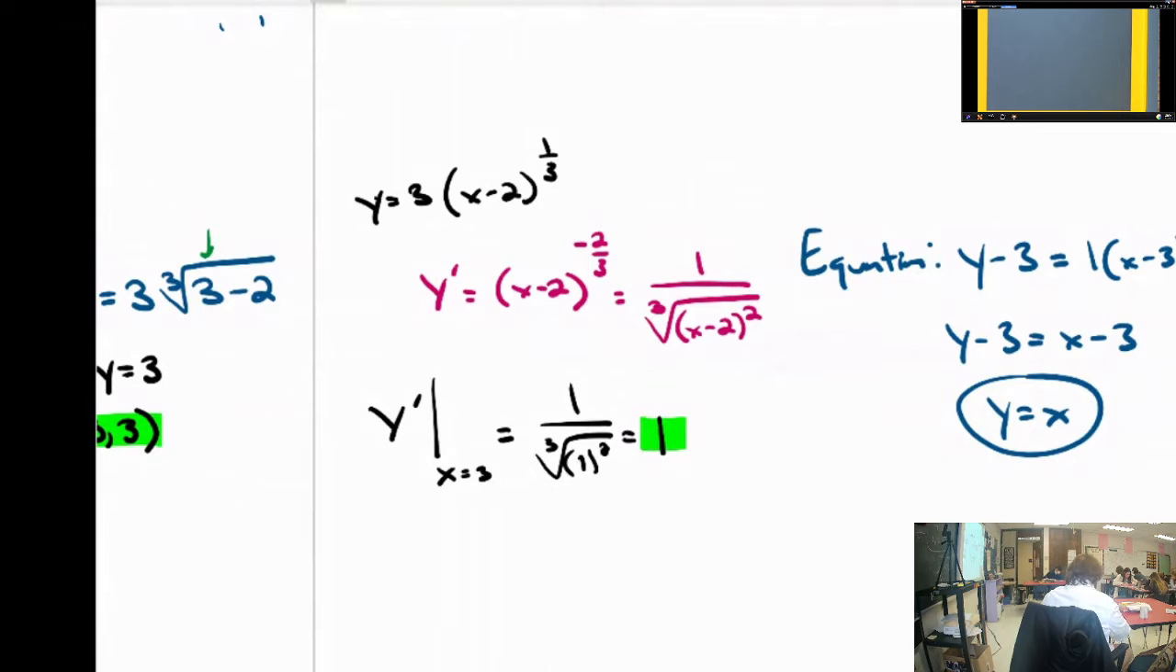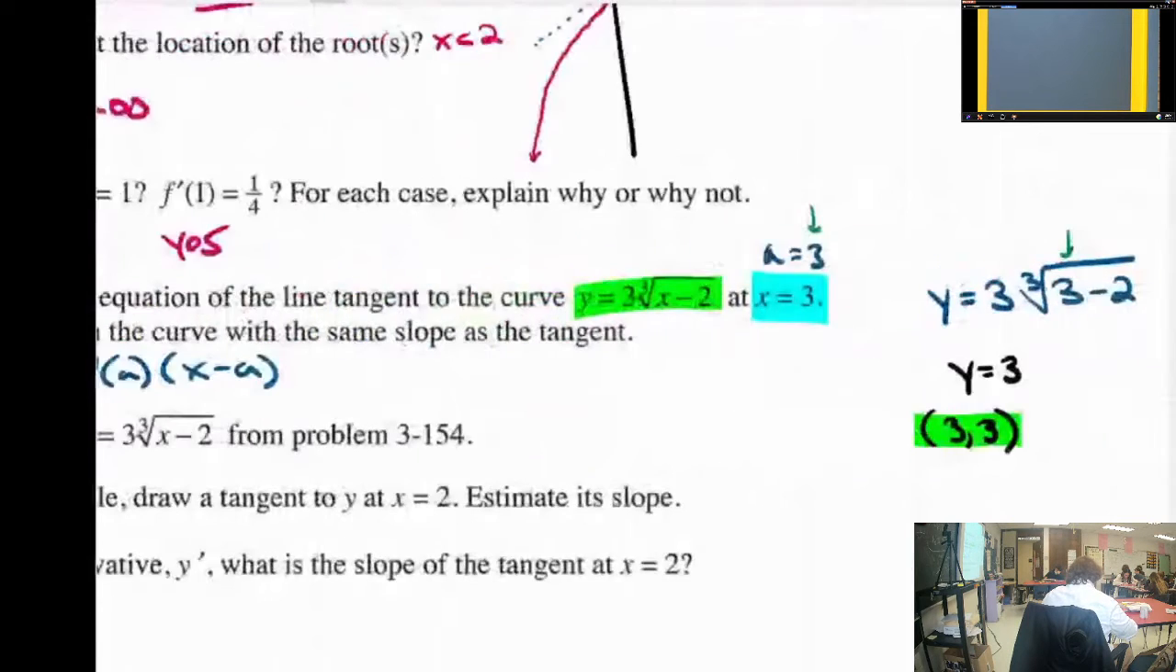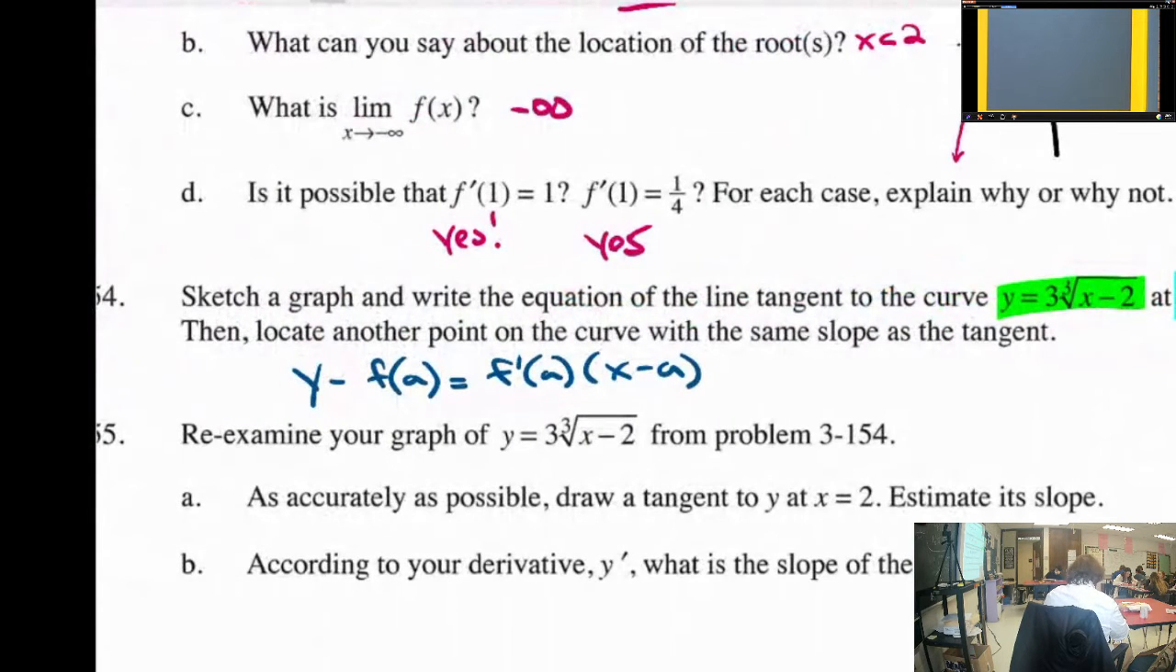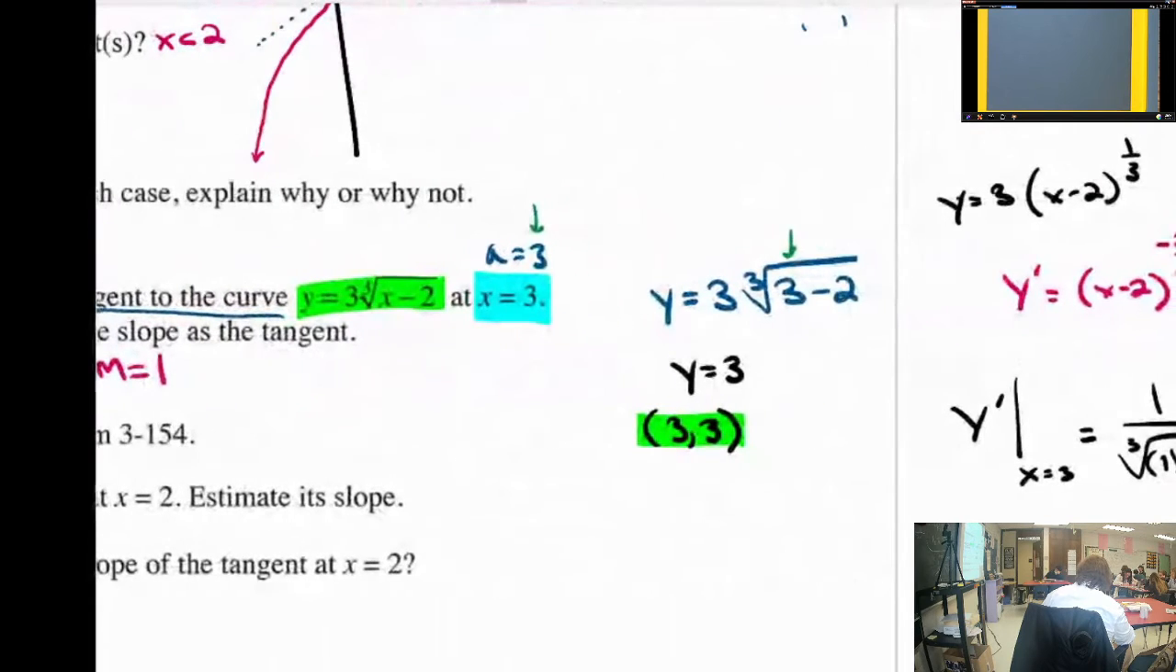So as far as that part of the problem goes, we read the instructions. We haven't sketched the graph, but we have written the equation of the line tangent to the curve. What we've got to do now is locate another point on the curve with the same slope as that tangent line. So we're looking for another point that also has a slope of positive 1. This might be a good time to bring out the calculator so we can get a good look at what the original graph looks like.